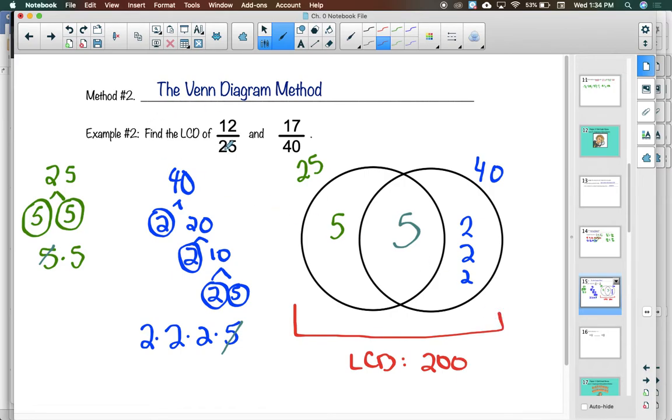And I can turn both of these denominators into 200s by multiplying 25 by 8, and then multiplying 12 by 8, and then multiplying 40 by 5 and 17 by 5. It's not asked of us here, but we could get the job done if we wanted to. The question asks, what's the LCD? And here's my answer, 200.